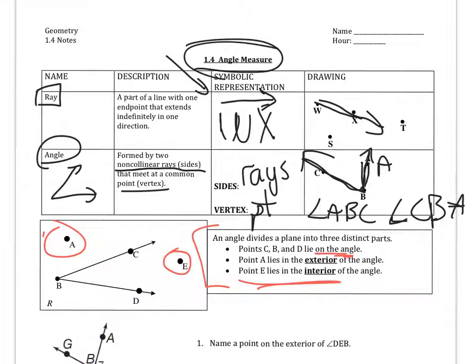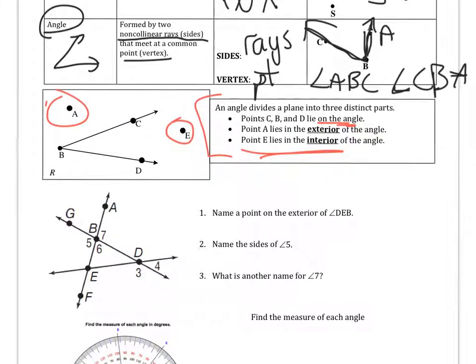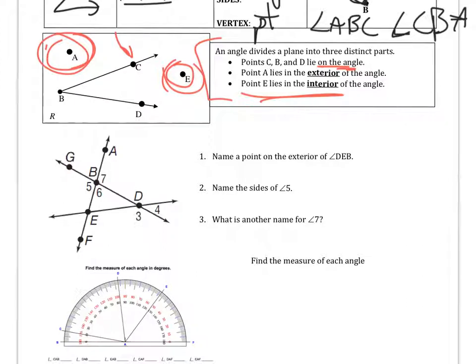So that kind of breaks up. You're either one of three things. You're either on the angle, on the interior, or the exterior of the angle. Those are your three things. So again, exterior out, interior in, or you're on the angle. So if I look at this, name a point on the exterior of angle DEB, that angle right there. A point on the exterior, I would be looking at either G or F. Both of those would be on the exterior.